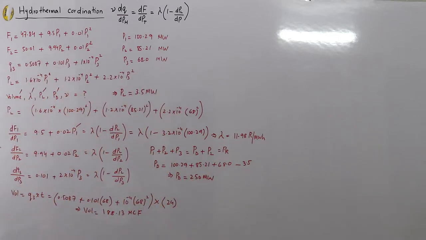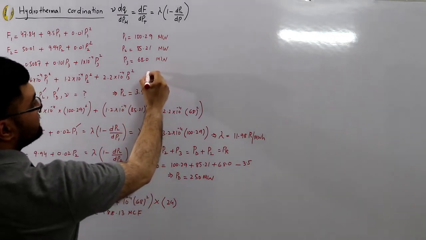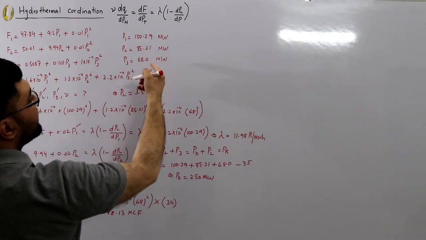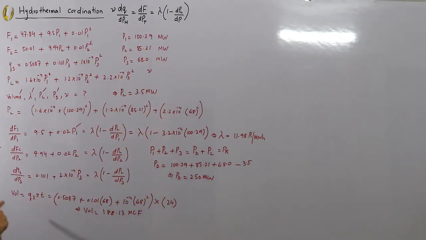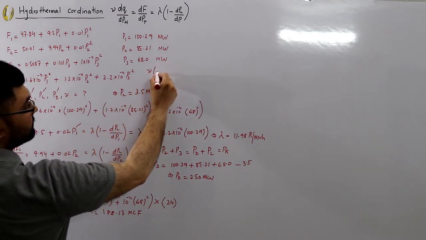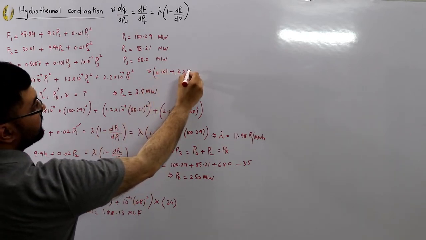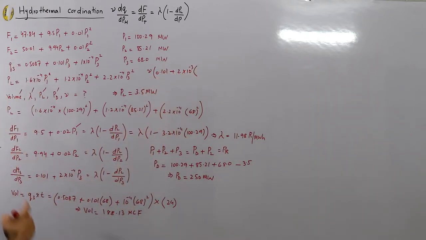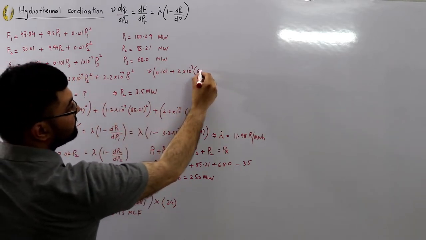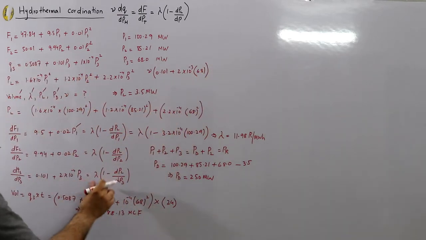Mu, the water conversion coefficient. So Vd Q d PH would be equal to what? So for mu, I will do it over here. So mu times dq dp. So dq dp is 0.101 plus 2 into 10 to the power negative 3 times P3, and P3 is 68, right? And this is equal to lambda.